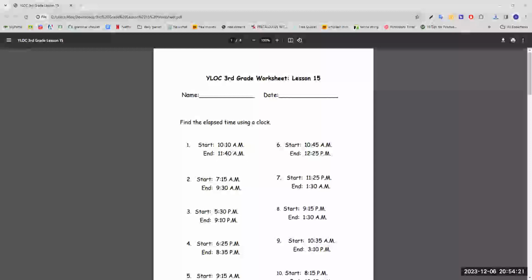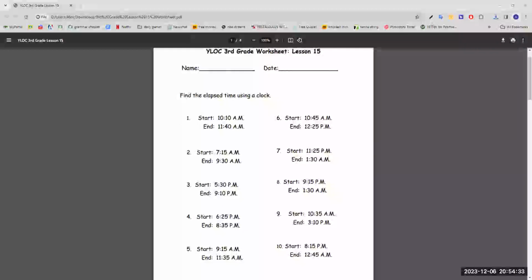So 40 minutes minus 10 minutes is 30 minutes. And 11 minus 10 is 1. So 1 hour and 30 minutes passed. Number two, the start time is 7:15 a.m. and the end time is 9:30 a.m. 30 minutes minus 15 minutes is 15. And 9 minus 7 is 2. So 2 hours and 15 minutes passed.